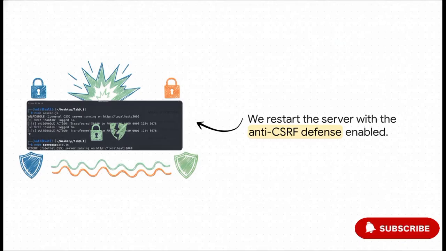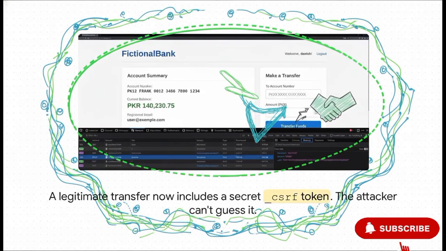So let's actually put this defense into practice. We'll go back to our terminal, we'll shut down that vulnerable server, and we're gonna start up a new, secure version. This one has that anti-CSRF secret handshake built right in from the start. Now that we're logged into the secure server, let's make a perfectly legitimate transfer and just peek under the hood at the network request. And look, there's something new.